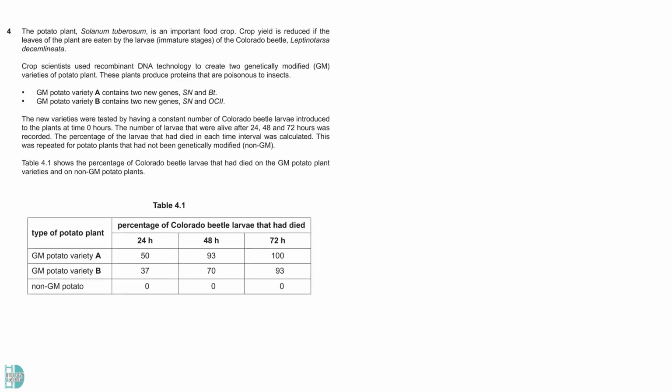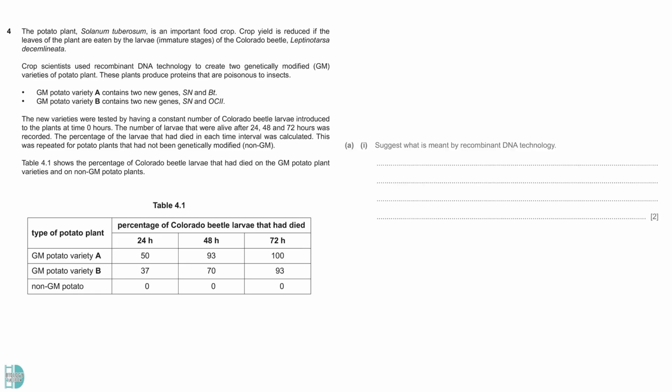Question 4 is about GM potatoes. Table 4.1 shows the percentage of Colorado beetle larvae that die on the GM potato plant varieties and non-GM potato plants. A1 suggests what is meant by recombinant DNA technology. It is a technology that joins or combines DNA from different sources. You can also say that the DNA comes from different species.